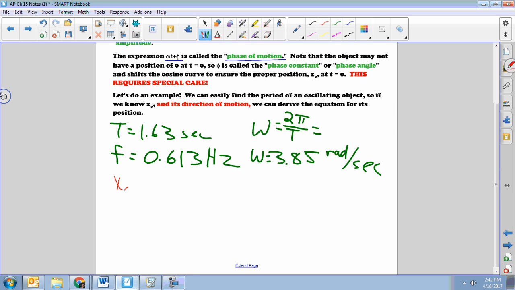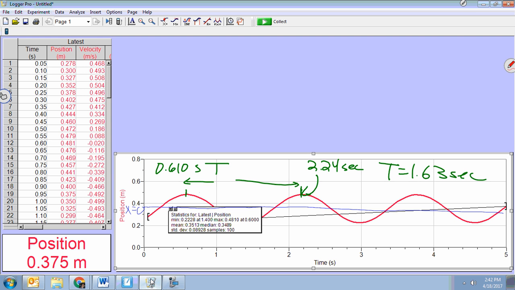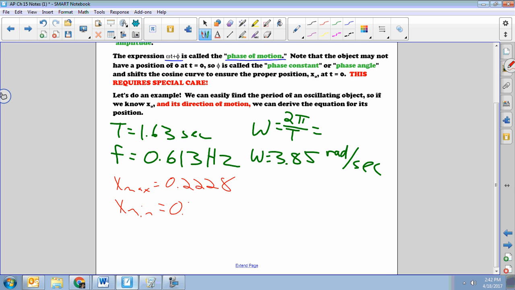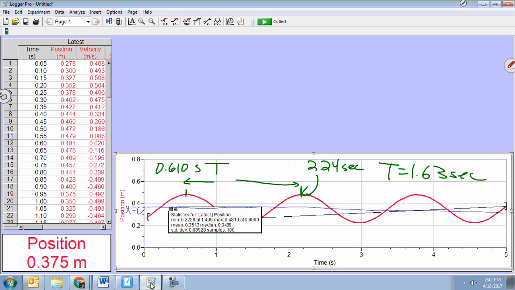So x max is 0.228. X min was, what did I say, 0.481? Well, I clearly have those flip-flopped then, right? Yep, I do. I'm not very smart. I think it was only two twos. It was 3. I said it wrong. Damn it. Now I forgot the other number. 481.